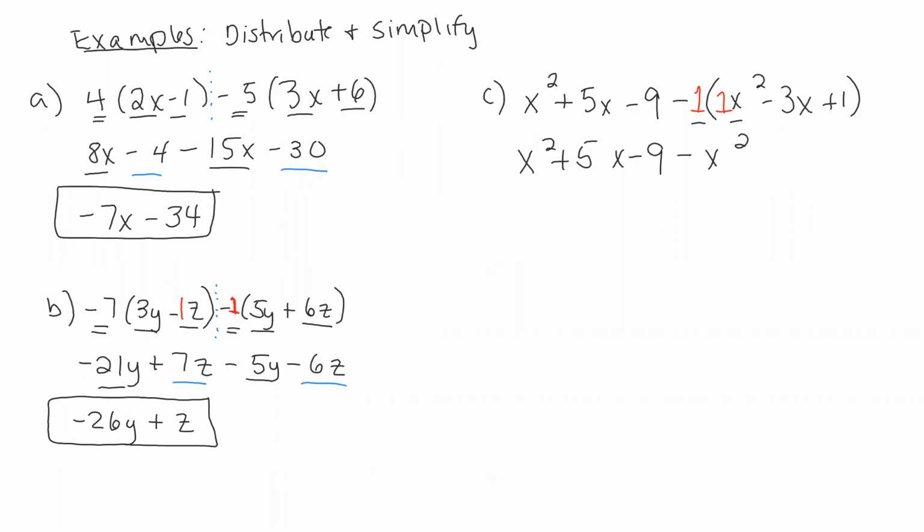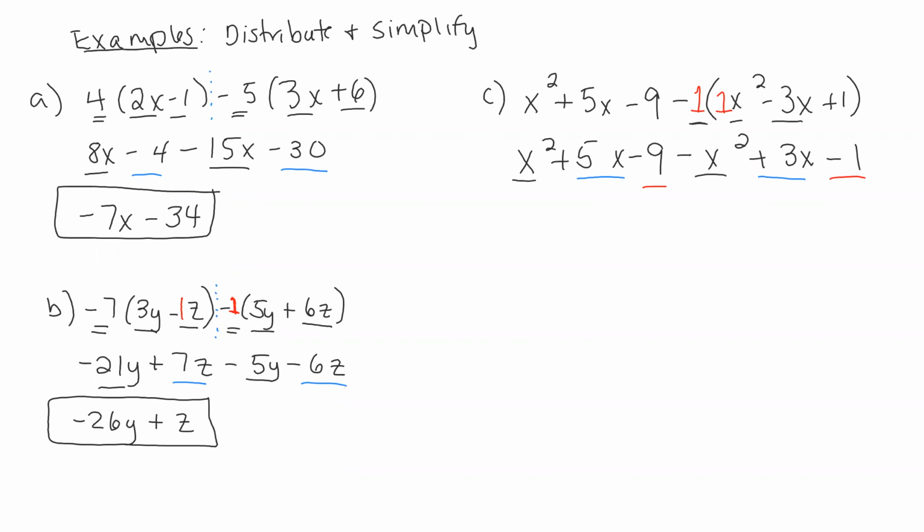And then I've got negative 1 times negative 3x. So that's going to give me positive 3x. And then finally, I have negative 1 times positive 1, which is minus 1. So now let's evaluate what we have. We have x squared plus 5x minus 9 minus x squared plus 3x minus 1. So within this giant expression, we have three things happening. We've got x squared terms, we have x terms, and finally we have constant terms. So we have three things that we need to combine.